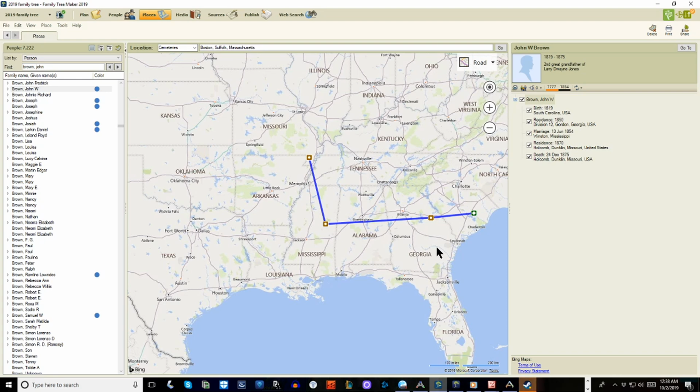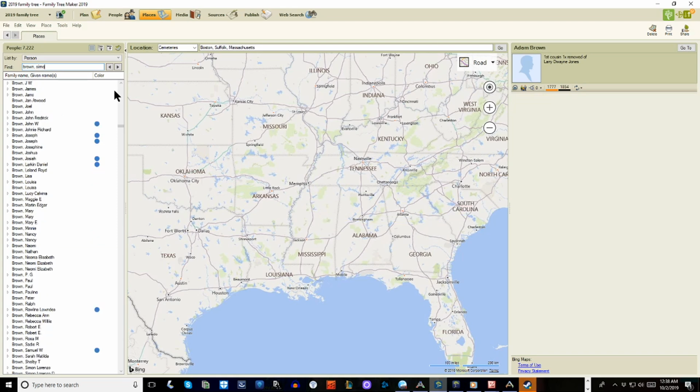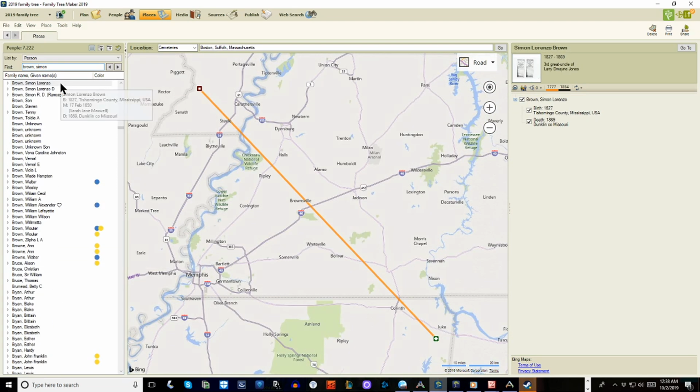Now, this is where I came to a couple of things. I could choose person A, which 5 or 6 trees had, or person B, which 5 or 6 different people had. And I'm not sure which one it is. So let's look at the first one. So the first one was, I believe, Simon, and Simon Lorenzo.